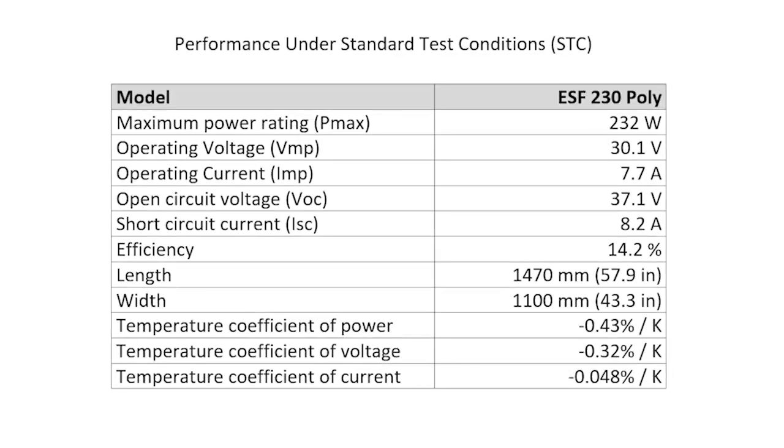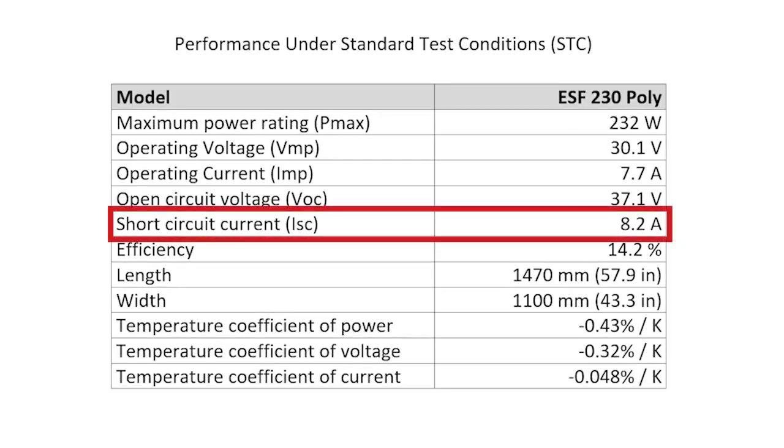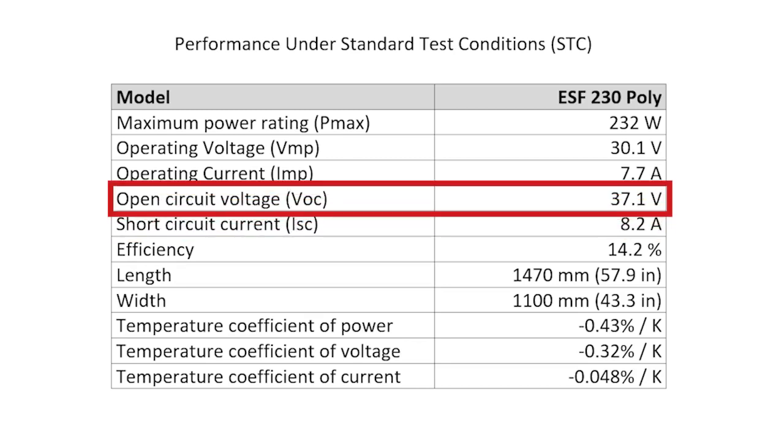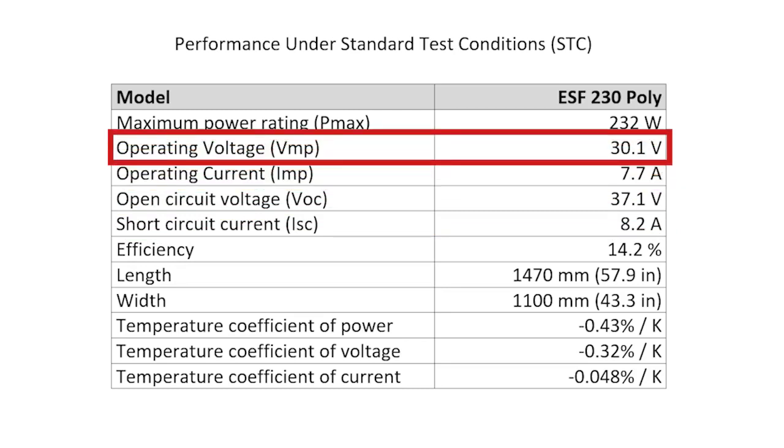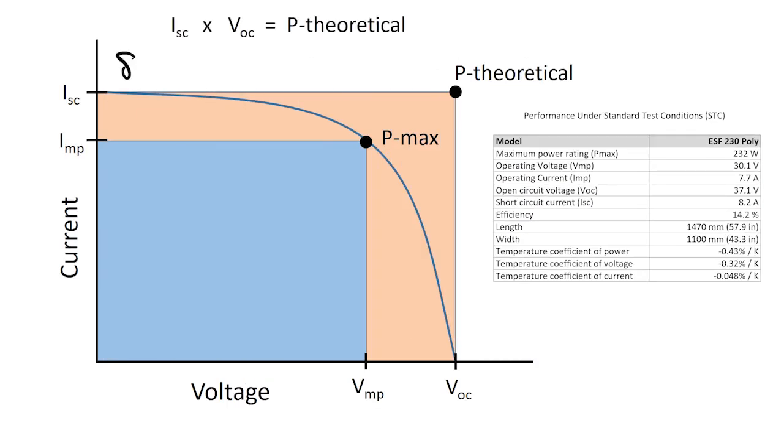So let's now look at how to use these important values, VOC, ISC, VMP, IMP, and Pmax, to calculate fill factor. In this case, I'm using a generic specification sheet where the short circuit current, or ISC, is 8.2 amps, the open circuit voltage is 37.1 volts, the maximum power current is 7.7 amps, and the maximum power voltage is 30.1 volts. Well, if I multiply the open circuit voltage by the short circuit current, the product is 304 watts. So the power at the top of that corner of the orange square is 304 watts.